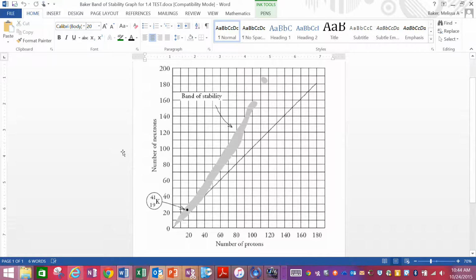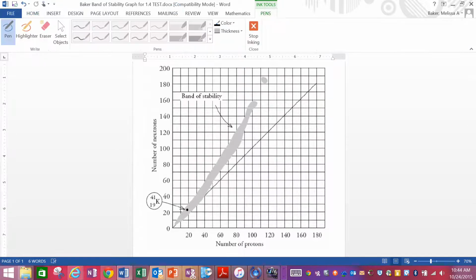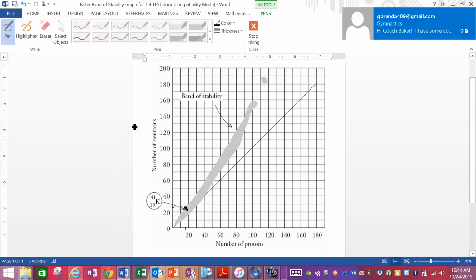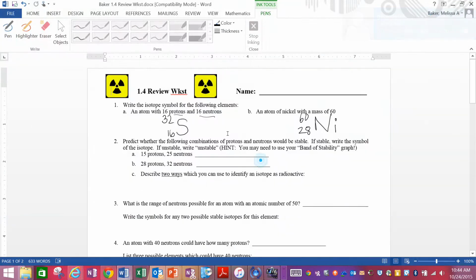15 protons would be approximately right here. And then up to 25 neutrons, 25, looks like it would be right on the edge. So for that first one, it would definitely be unstable because it's on the edge. Unstable. Now let's check out the second one.